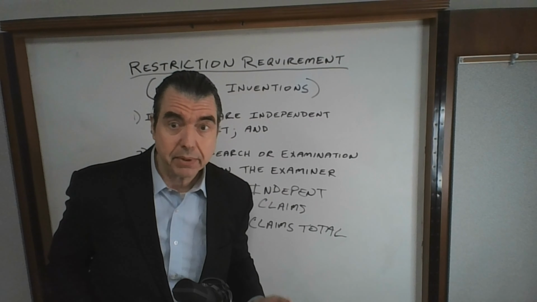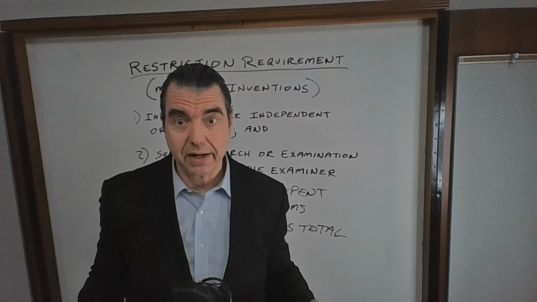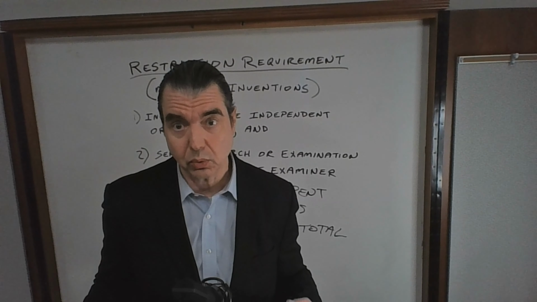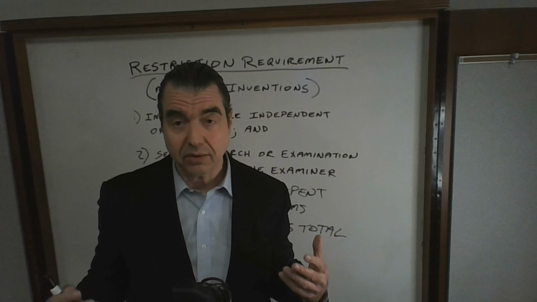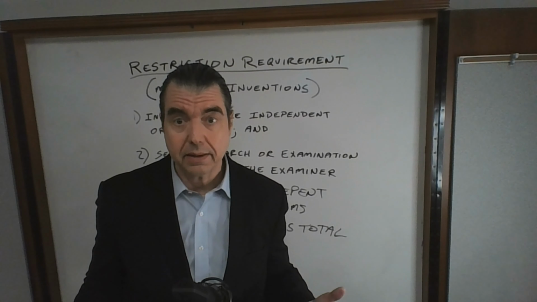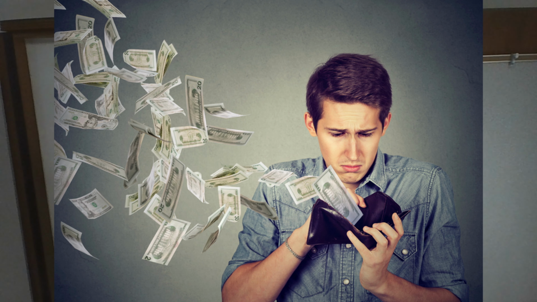Now, that being said, you're allowed to have more claims in an application. In fact, you can have as many claims as you would like, but if you have independent claims exceeding 3, you have to pay additional claim fees for those independent claims. Also, if you have a total number of claims more than 20 claims in the application, you have to pay an additional fee for each claim over 20 claims.